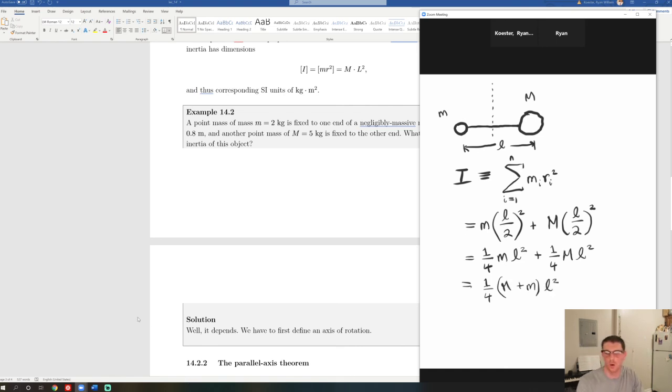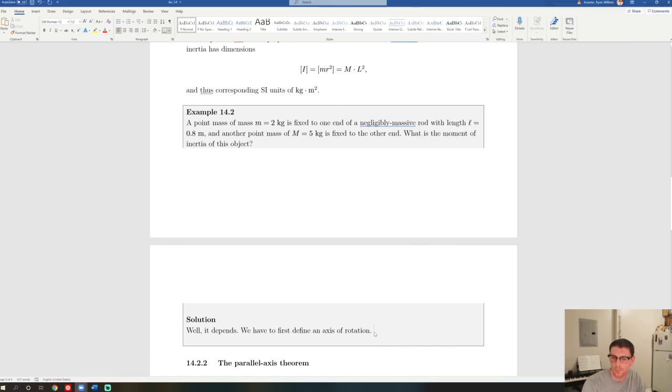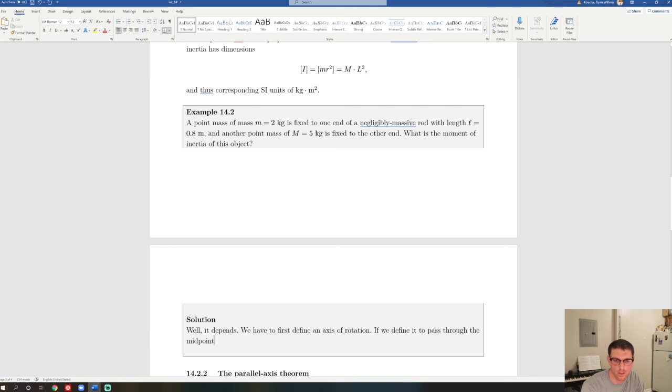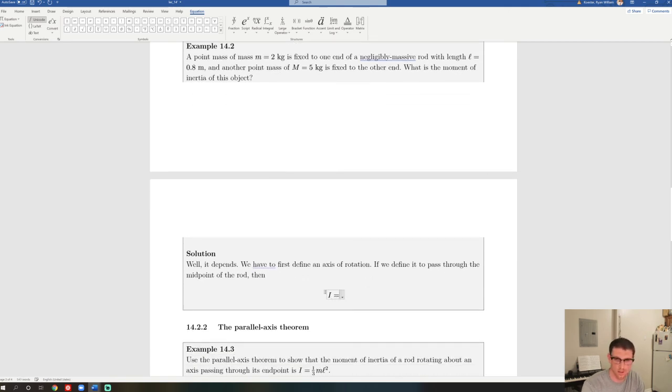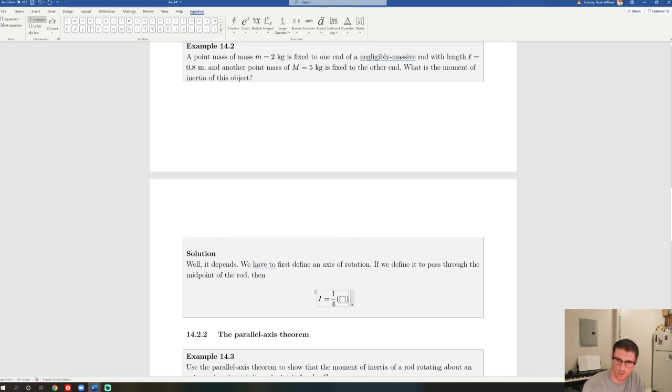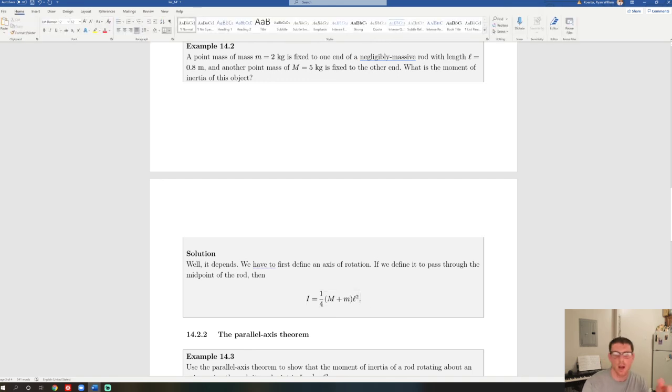Okay, and so I'm going to say, if we define our axis of rotation to pass through the midpoint of the rod, then we find, I'm just going to put the result from the tablet right here, like this. And this isn't so bad.